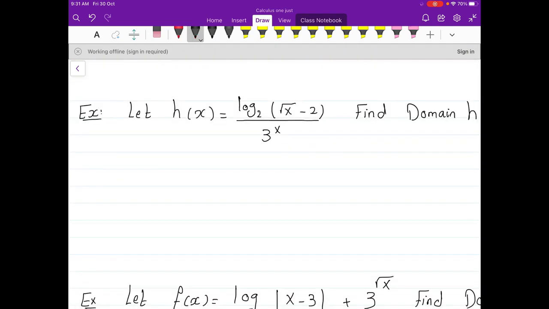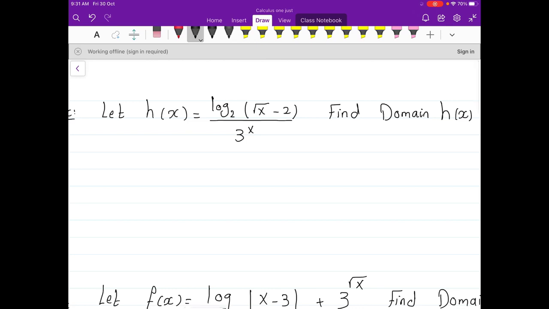Another example. Let h of x equal log base 2 of the square root of x minus 2, divided by 3 to the power x. Find the domain of h of x. To find the domain, we have a division, a rational function. So to find the domain of h of x, you must find the domain of this function, intersection the domain of 3 to the power x.